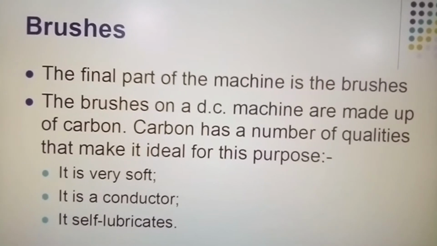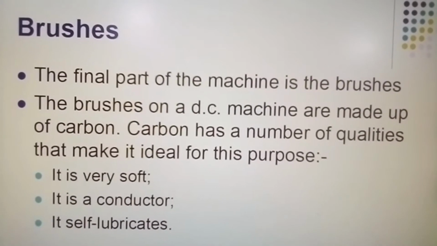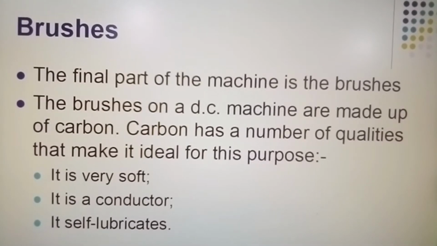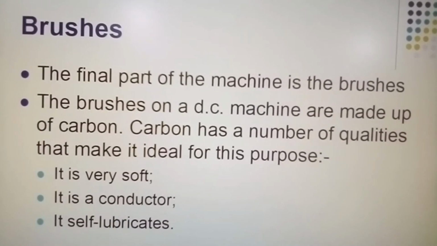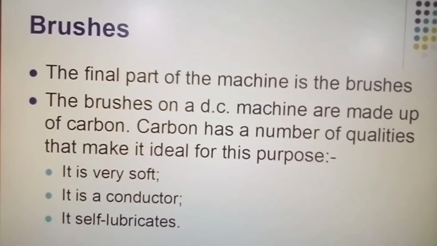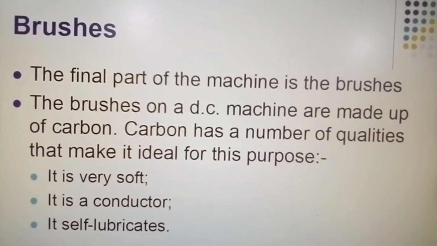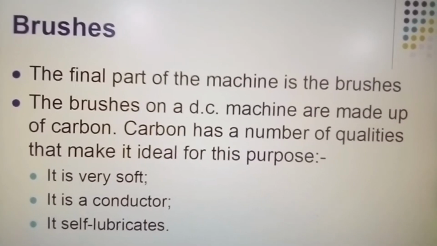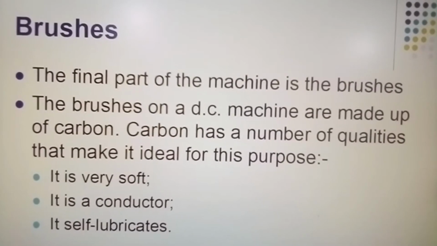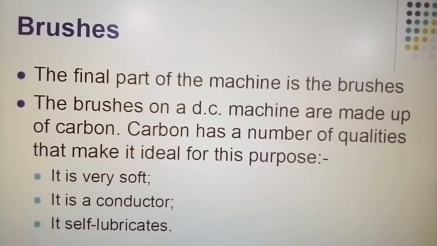Now the final part of the machine is the brushes. The brushes on a DC machine are made up of carbon. Carbon has a number of qualities that make it ideal for this purpose. It is very soft. It is a conductor. It self-lubricates. The rotation of the machine causes the carbon to wear down and act as a lubrication, thus reducing friction on the carbon brush itself.